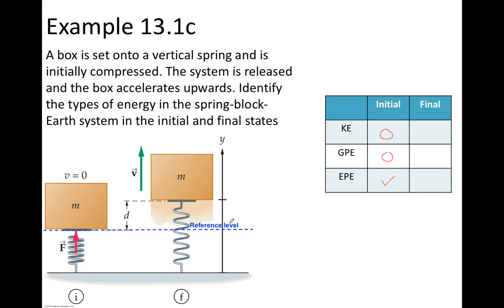In the final state of the system, the box is now moving, so there is kinetic energy. The box has moved upwards, so there is gravitational potential energy. It is going to be positive because we are above the reference level, and there is going to be zero elastic potential energy because the spring becomes uncompressed at that final state.